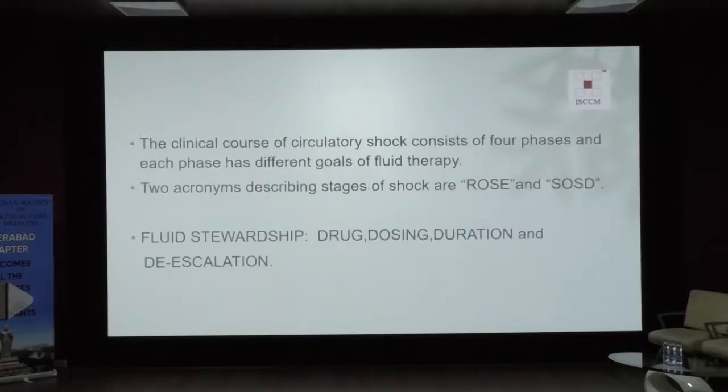Circulatory shock consists of four phases, and each phase has different goals of fluid therapy. Two acronyms describe the stages of shock: the first is resuscitation, optimization, stabilization, and evacuation or de-escalation, called ROSE, which was evaluated in neurosurgical and post-operative patients. The second one is SOSD: salvage, optimization, stabilization, and de-escalation, which is used in the ICU. Then, as the earlier lecturers told, there should be fluid stewardship, based on the drug, dosing, duration, and de-escalation.